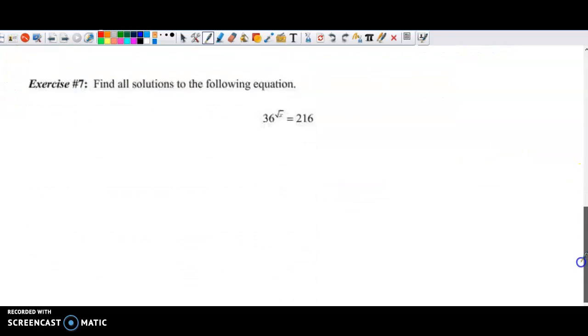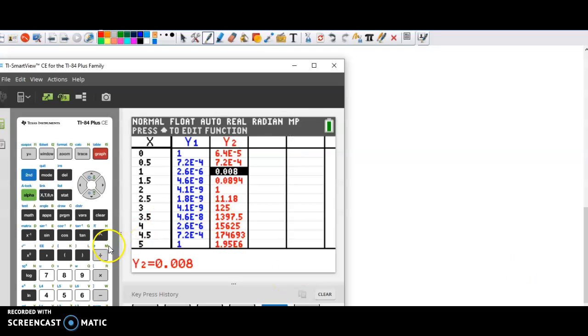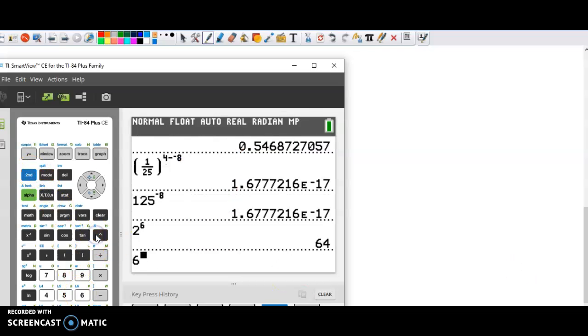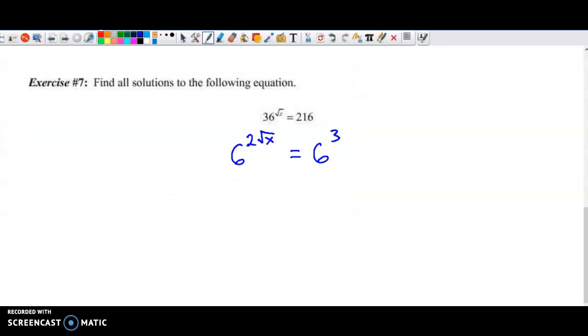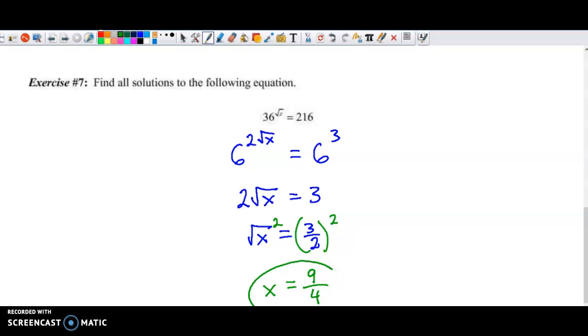But we can definitely do exercise 7, where I could rewrite this problem as 6 squared times 6 to the 2 root x power, and then 6 to the 3rd power. If you didn't know that, you can double check with the calculator. 6 to the 3rd power is 216. And then the thought process is that 2 root x is equal to 3. So I would just divide that 2 over, and then to solve a square root problem, you can square both sides. Just make sure that you square both the top and the bottom to get 9/4.